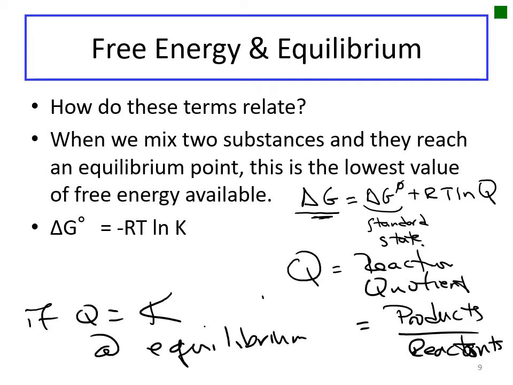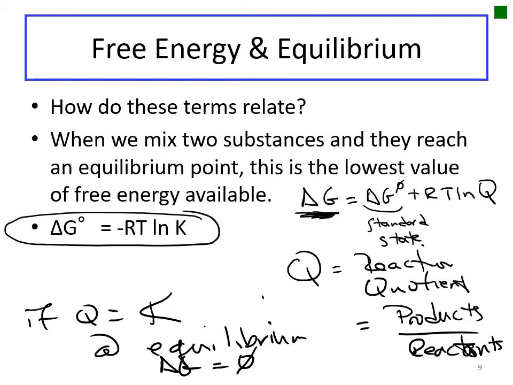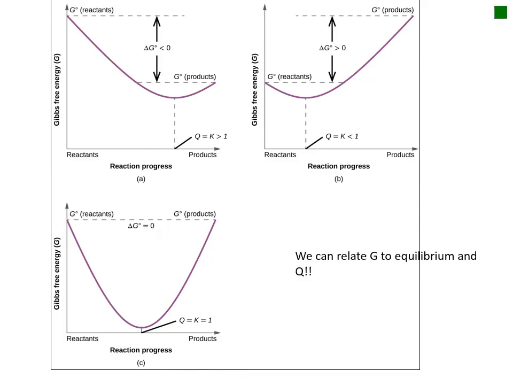When Q equals K, delta G itself is equal to 0. We have no work available when we are at equilibrium. It's sitting there, it's in a stable form, and our delta G naught is equal to minus RT times the natural log of K, which means that if we've got a delta G, we can actually calculate equilibrium constants.